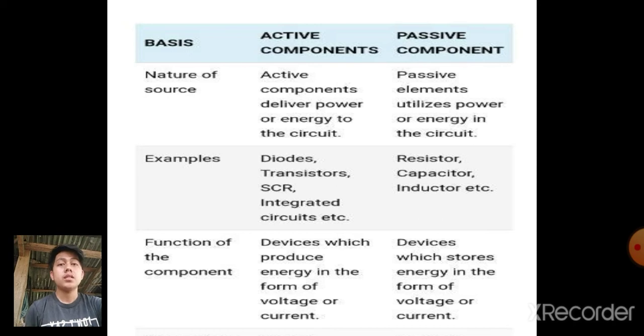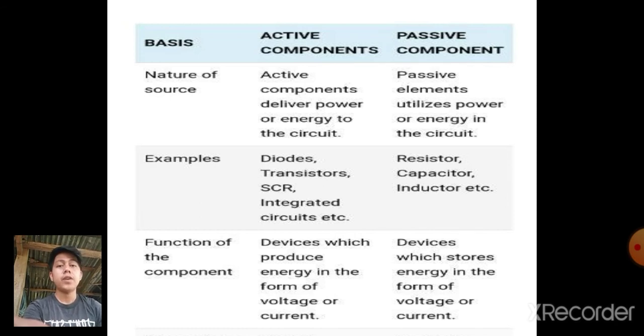The basis is nature of source. Active components deliver power or energy to the circuit, while passive components utilize power or energy in the circuit. Examples of active components are diodes, transistors, SCR, integrated circuits, and etc. While examples of passive components are resistors, capacitors, inductors, and etc.